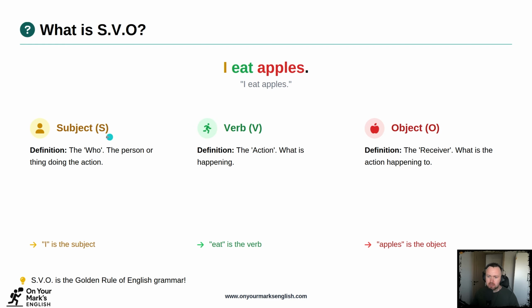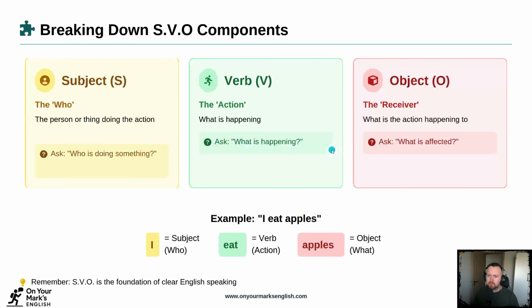I eat. The subject does. I eat. And finally, apples: the object, or the O. This is the receiver of the action. What is the action happening to? The apples are being eaten by me. I eat apples. S.V.O. Very simple. So again: S, subject, who; verb, action, what is happening; object, what is it happening to?